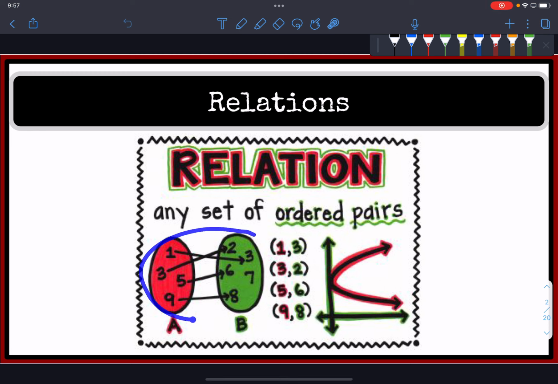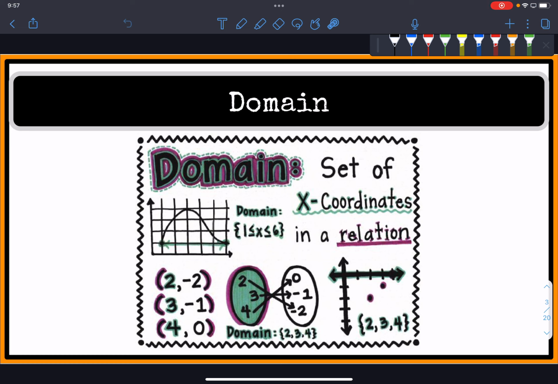Now, a relation can be represented as a mapping, as a set of ordered pairs, in a T chart with labeled X and Y, or in a graph. These all represent relations. We're going to begin today by going over how to identify the domain of a relation. The domain of a relation is simply the x coordinates in that relation. So here in this relation, these three numbers are the domain. And as you can see, in the various representations, the domain is the same three numbers: 2, 3, and 4.